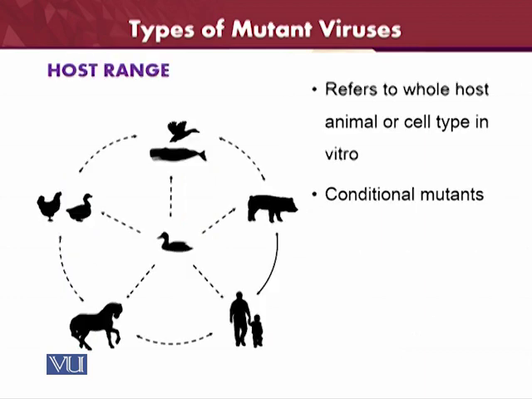Then the host range is very important. Which kind of viruses have which kind of host? Some viruses are specific to chickens. Some viruses will only cause disease in human beings, and will not cause disease in other animals. Some viruses only cause disease in mammals. So this is the host range: how big the host range of a specific virus is refers to the whole host animal or cell type in vitro. Here are the conditional mutants. It is especially dependent upon the host, whether viruses can cause disease in human beings, in animals, in mammals, in birds. So this is also dependent upon the host range.